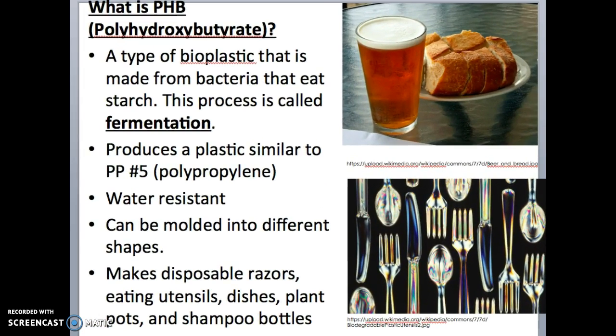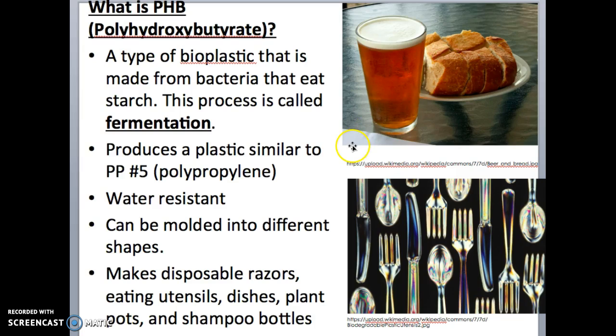Another type of bioplastic is PHB, or polyhydroxybutyrate, and let me zoom in for you guys. There you go. This type of bioplastic is made from bacteria that eat starch and produce another type of molecule. This process is called fermentation. And I'm not going to go into the details of fermentation so much because you're going to be learning about that more in high school, but just know that when bacteria break down certain types of sugar, they release another molecule or alcohol, and we call that process fermentation. Fermentation is the same process that's used to make beer and bread as well. When yeast cells eat the sugar to make the bread, it makes the bread rise.